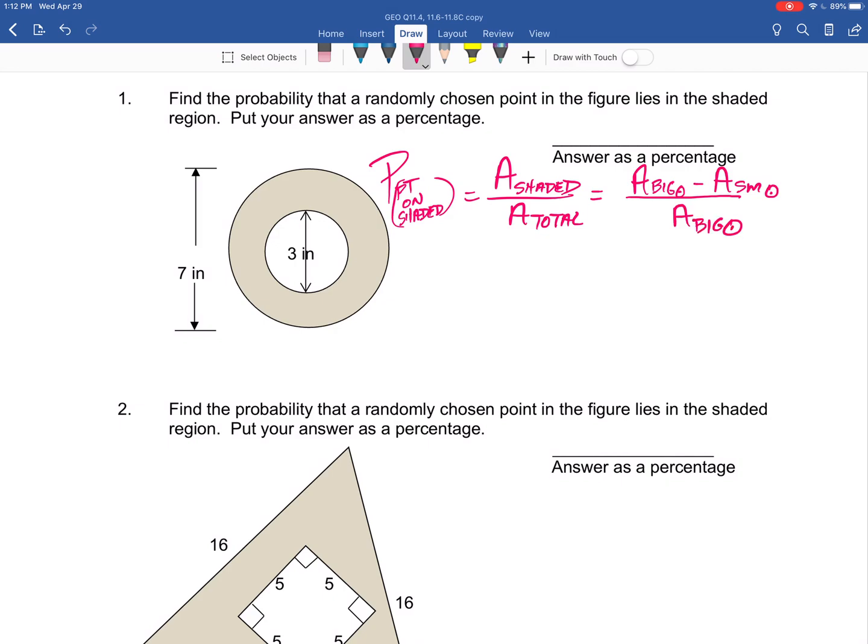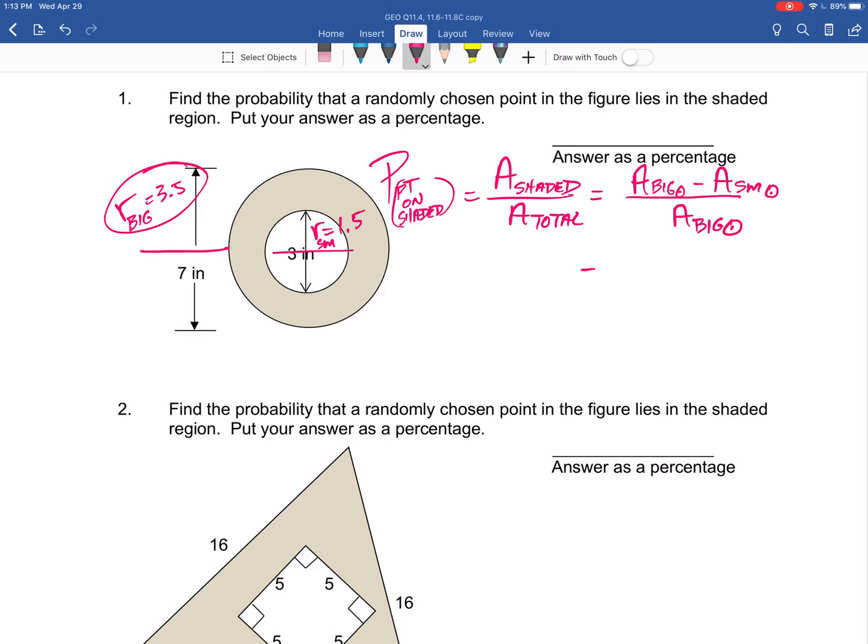Now, what do we need for area of a circle? We need the radius. So first of all, for the big one, here it is. It's half of the 7. The radius for the big is 3.5. It's half of the diameter. How about for the small? It's half of 3. Radius for the small. What's half of 3? 1.5. Those are the radiuses we're going to use.